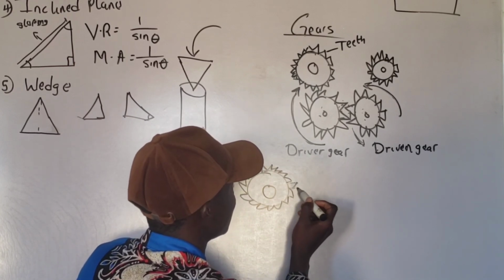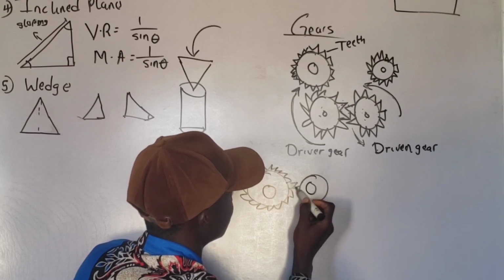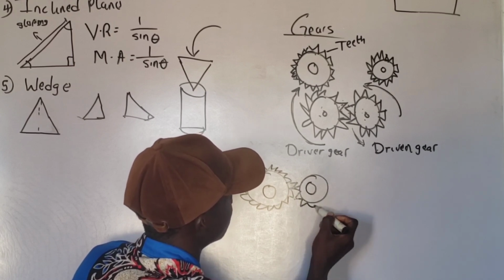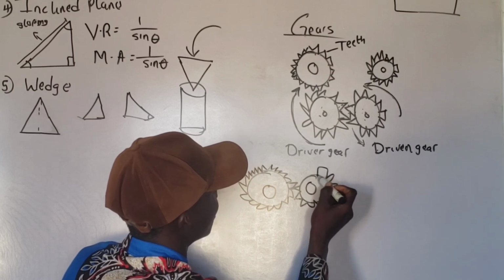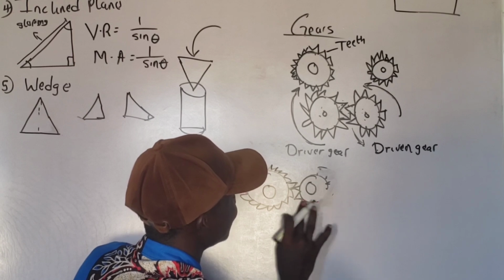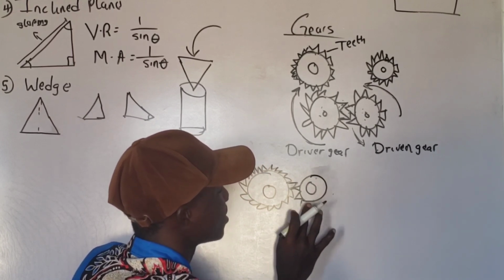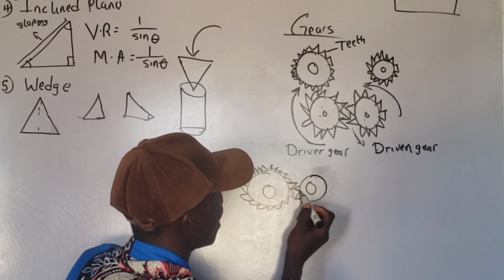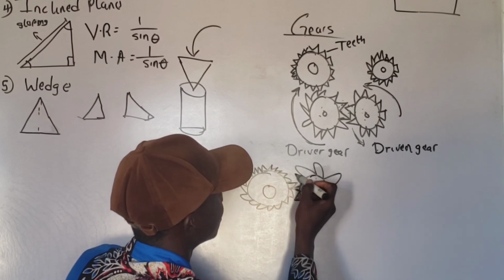Another gear. 1, 2, 3, 4, 5, 6, 7, 8, 9, 10. I want the teeth of the second gear to be 10. You understand? Please pay attention.